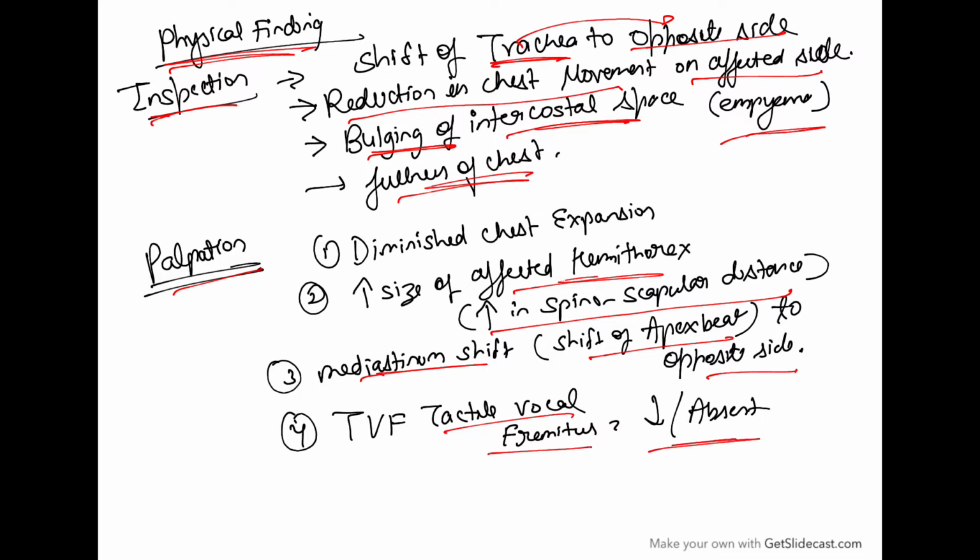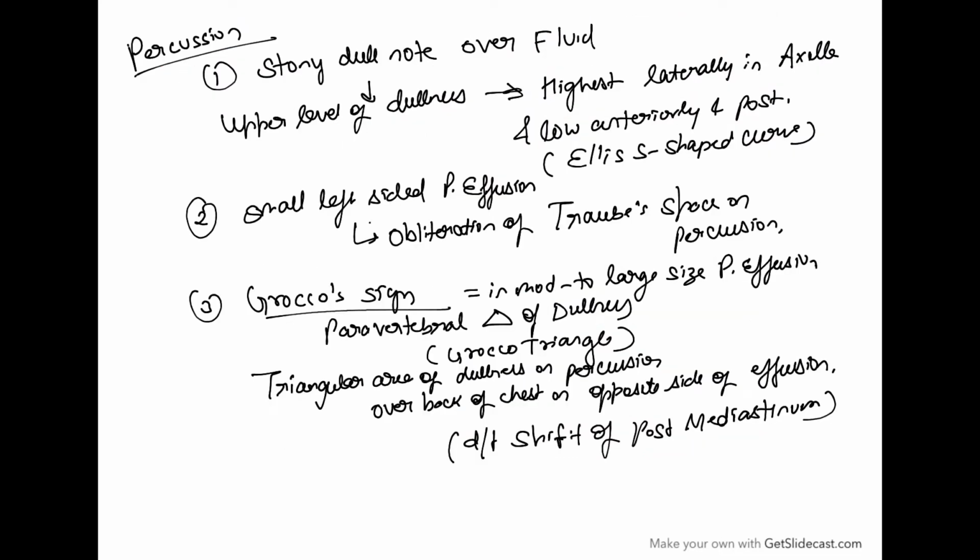Then on percussion, very important, a stony dull note over the fluid is seen, and the upper level of the dullness is highest laterally in the axilla and lowest anteriorly and posteriorly. And this is the reason we see the Ellis S-shaped curve in X-ray. We'll see that later on. Then if there is a small left-sided pleural effusion, it obliterates Traube's space on percussion.